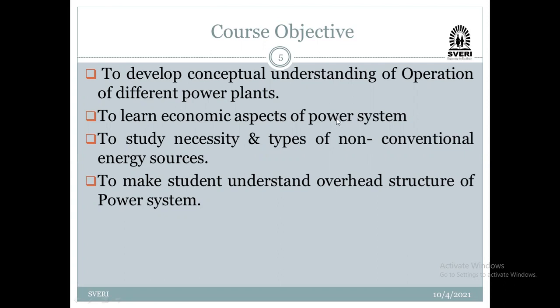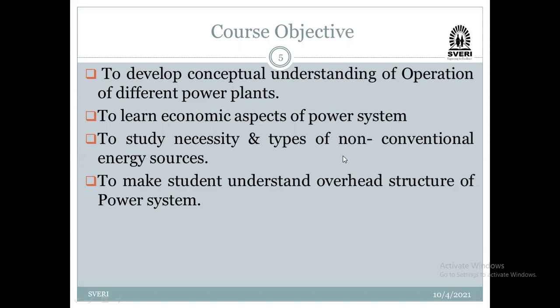When we do any work, we ask what is the objective of your subject, what is your purpose behind doing this. So in this way, why are we going to study this subject? Four objectives are given here. Why do we study this subject? In order to develop a conceptual understanding of the operation of different power plants. We have to understand the operation of different power plants.